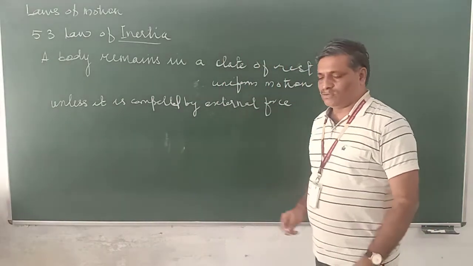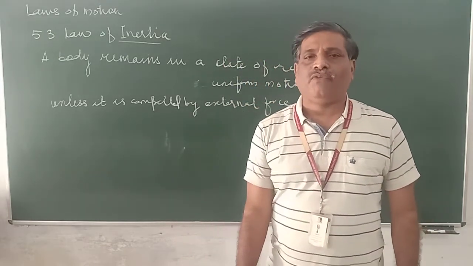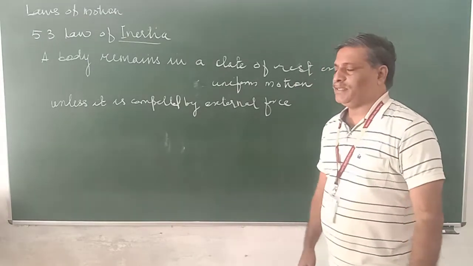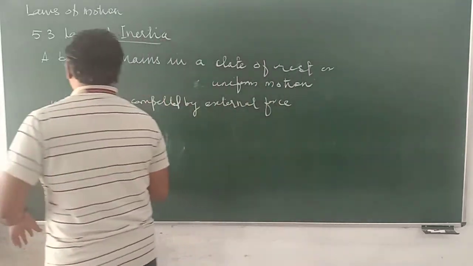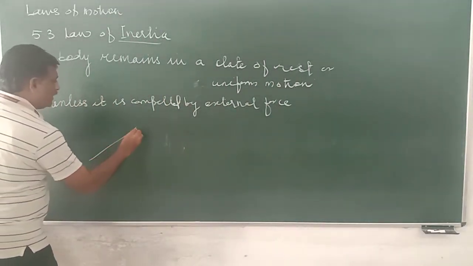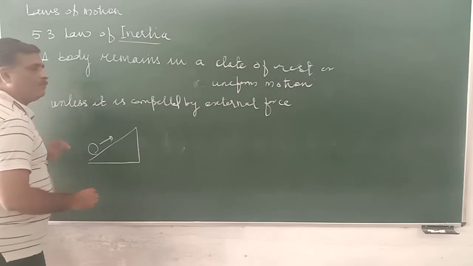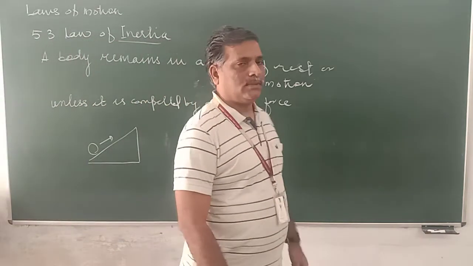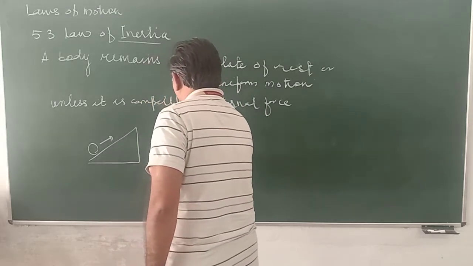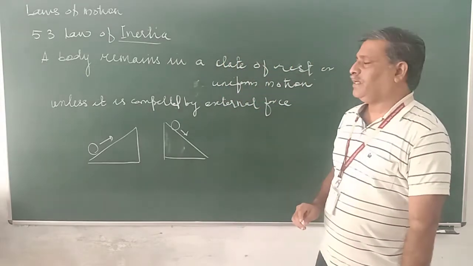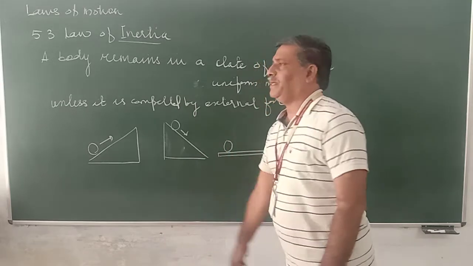But to come to this conclusion, a lot of experimentation was done by Galileo. In the first set of experiments, he divided motion into three parts. One, an object moving upward on an inclined plane. Then another, an object moving down an inclined plane. And third, an object moving on a horizontal plane.